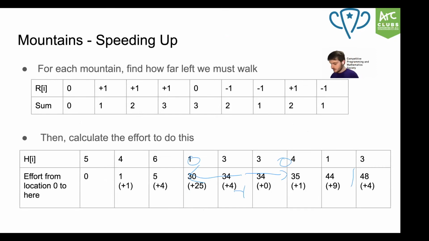And so how do we improve our solution? Well, we first improve the part where we find, for each mountain, how far left we must walk. So in this example, we have our reward values here. And I've also made a second array below it, which shows the sum of all the reward values. So this is 0. This is 0 plus 1. This is 0 plus 1 plus 1. So what we've done is, this value here, for example, is the sum of all of these values here.